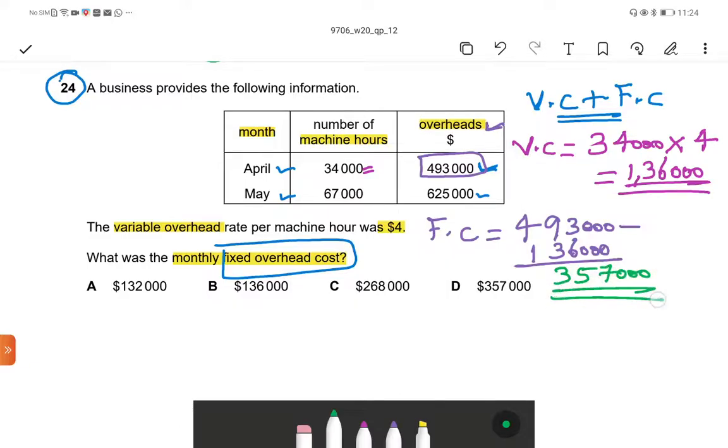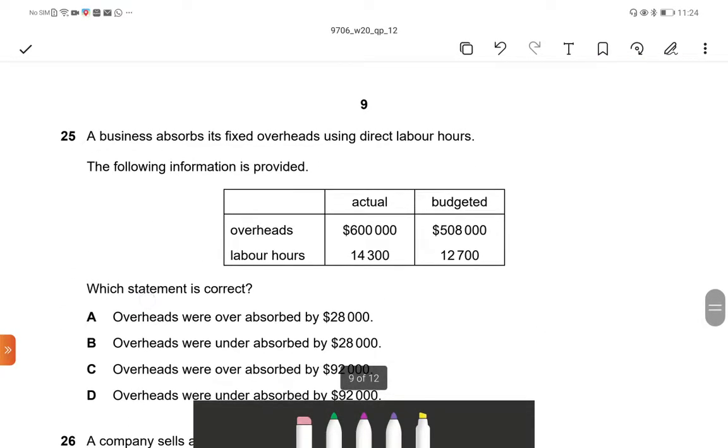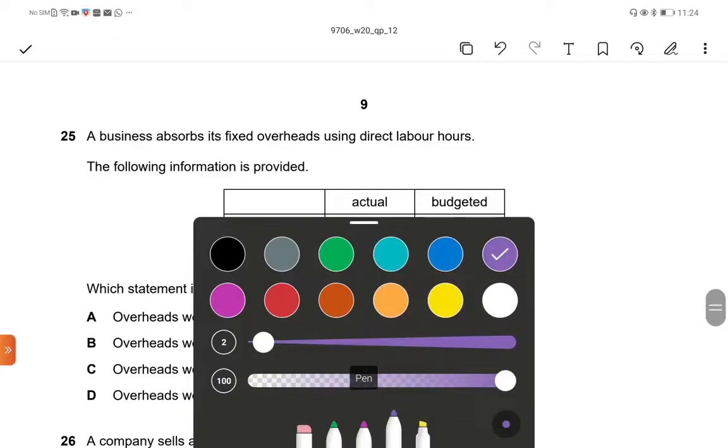357,000. So the correct answer is answer option D. Next, question number 25.